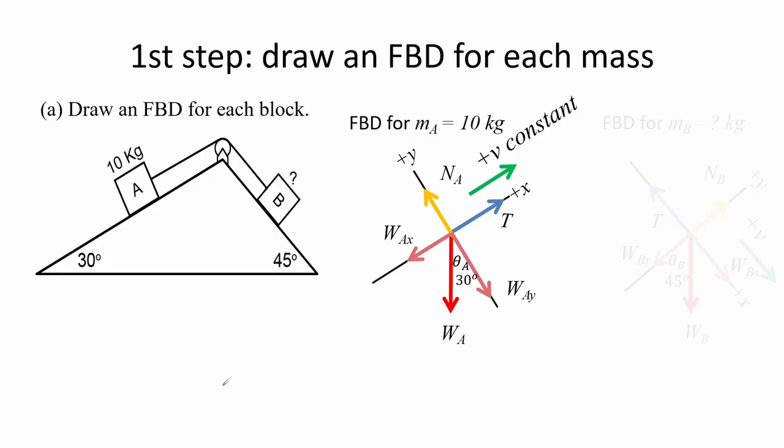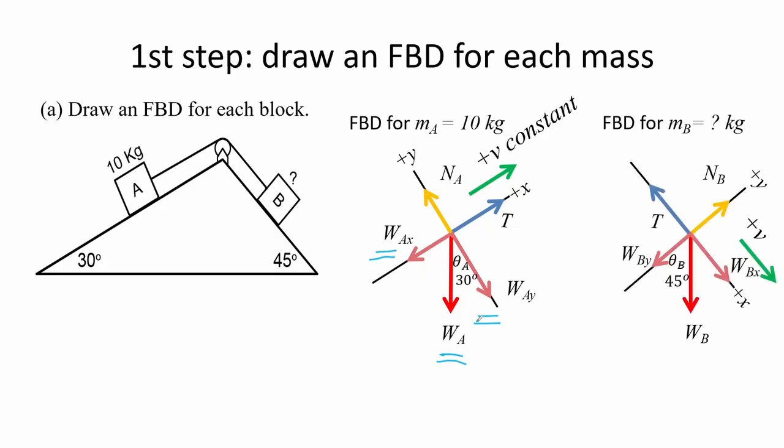For mass A, with the value of 10 kilograms, we see that the tension force is on the positive x-axis and the normal force exerted by the surface onto the mass is on the positive y-axis. The weight of mass A lies at an angle of 30 degrees with respect to the negative y-axis, thus it is broken into its components along x and y-axis, such that its weight component along x is on the negative x-axis and its weight component along y is on the negative y-axis. Similarly, we repeat the same for mass B of unknown value.